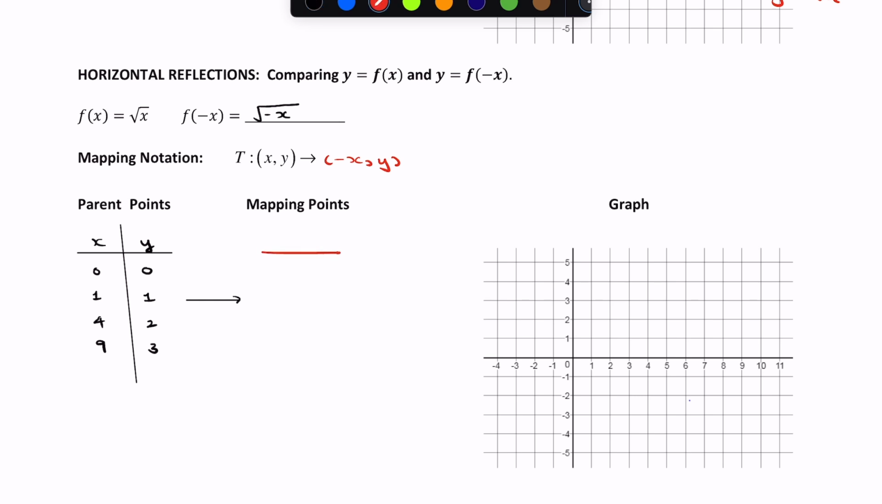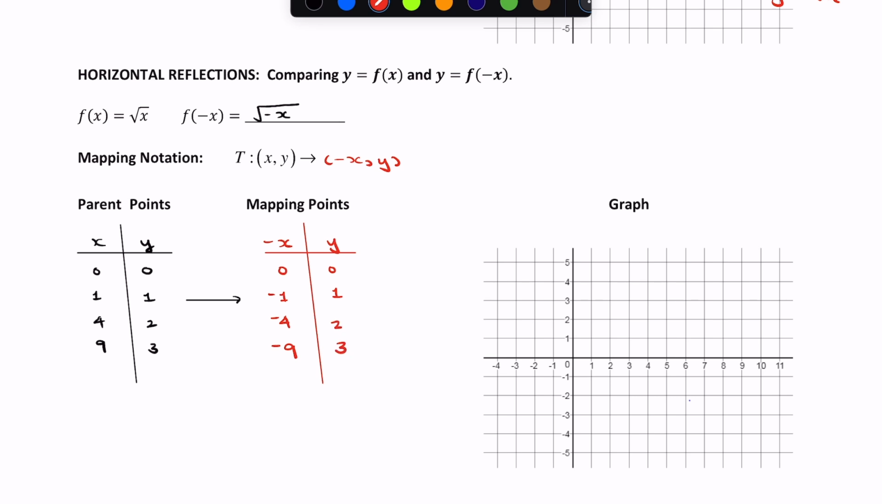And for our transformed function with the horizontal reflection, our x values are negative, so it's negative x and y. So here we have 0, -1, -4, and -9, and our y values will stay the same at 0, 1, 2, and 3.